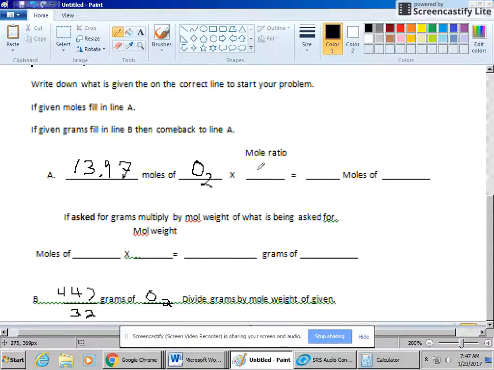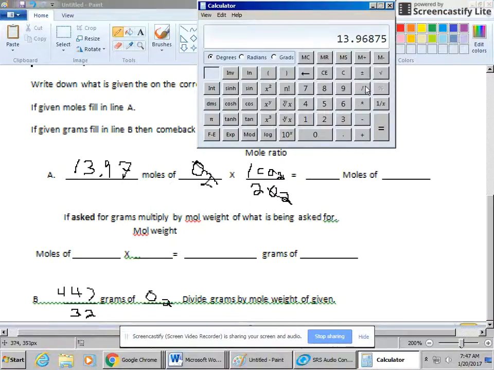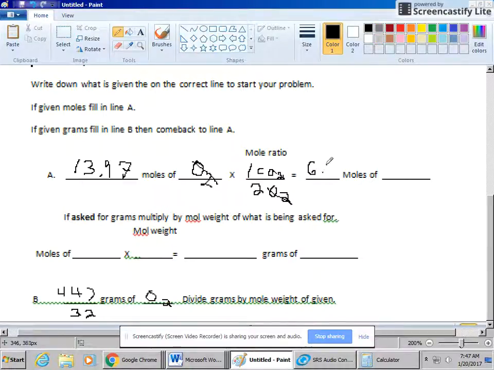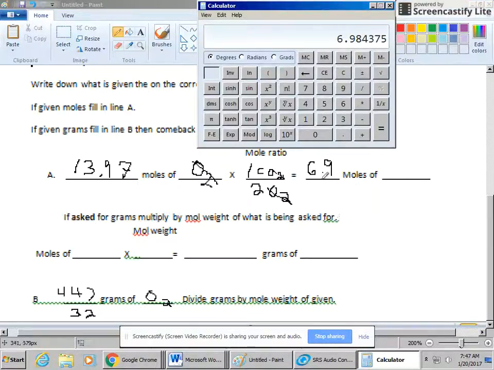You come back to this and you go 1 CO2, and what was it, 2 O2? Here's a big word: these two cancel. So you're left with 13.97 times 1 divided by 2. So you wind up with 6.9 moles of CO2.